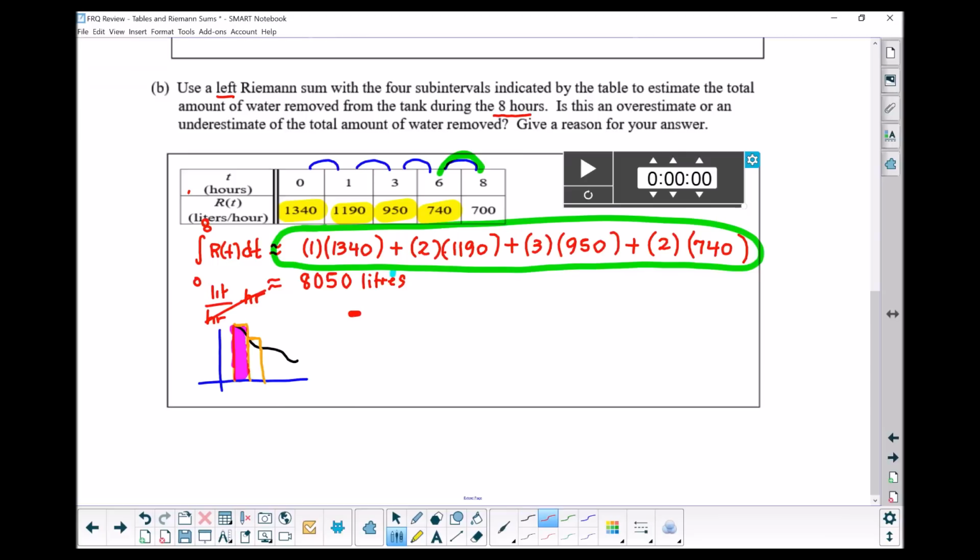Let me keep the same color here, not that kind of pen. Let's do this kind of pen. So we would say that this is an overestimate, but that alone is not going to cut it. We have to state the reason. So we have an overestimate because, nothing wrong with using b/c for because. I see it all the time on the papers that I grade.